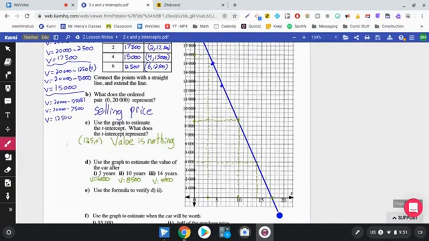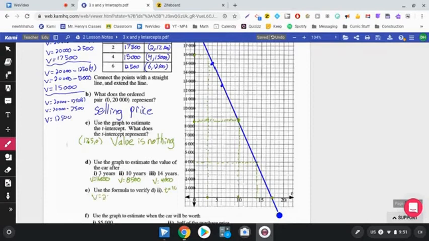It says use the formula to verify D2. So that's really, I'm taking a t value of 10 and I'm plugging it into the original value formula that we did over and over again.